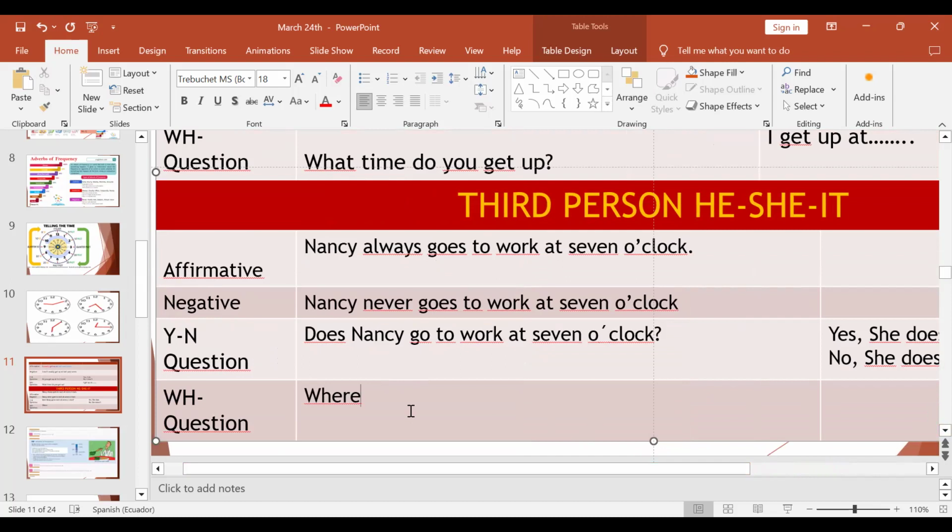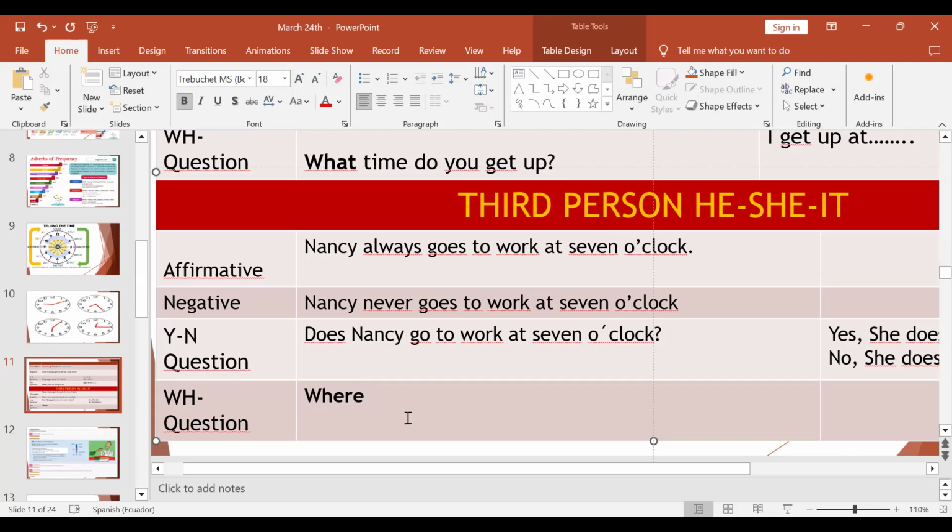WH question, miren. La WH question, por eso se dice WH, pregunta con WH, son las de información. Aquí yo ya no voy a contestar sí o no. Yo voy a contestar where, en este caso where es dónde, ¿ok? Where, dónde. What es qué, en este caso what time, a qué hora. But in WH question, I need, in this case, where.